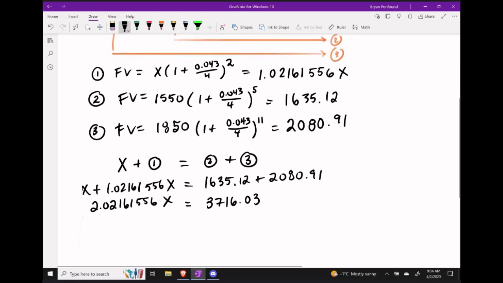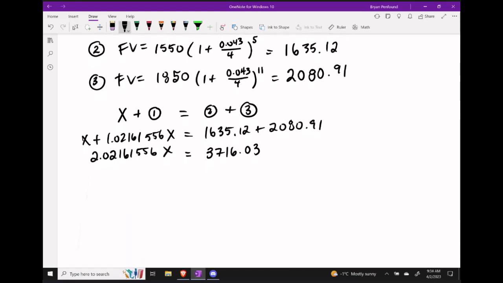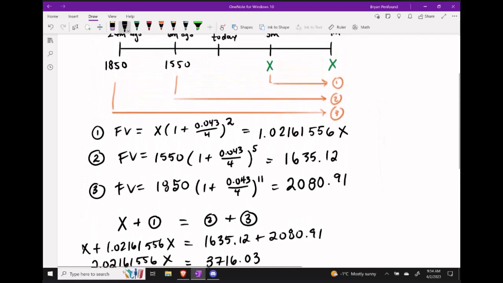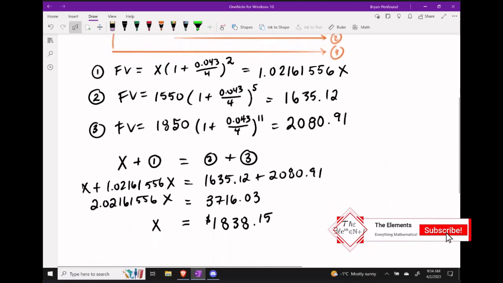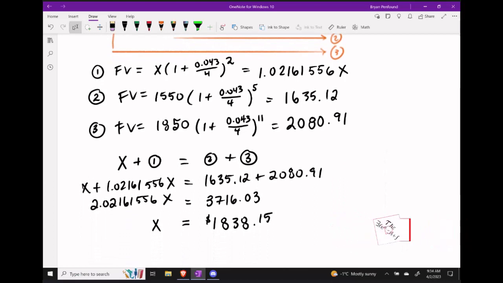Which means that in order to finish off the question and solve for x, we need to divide both sides by this 2.02 number. And dividing the right-hand side by that long decimal number, we get that x is $1,838.15. So our two equal-sized payments, represented up here by our green x's, should be $1,838.15.